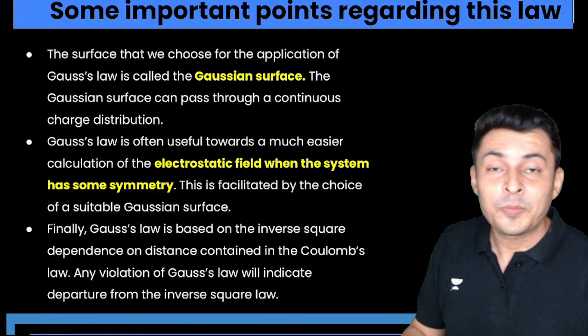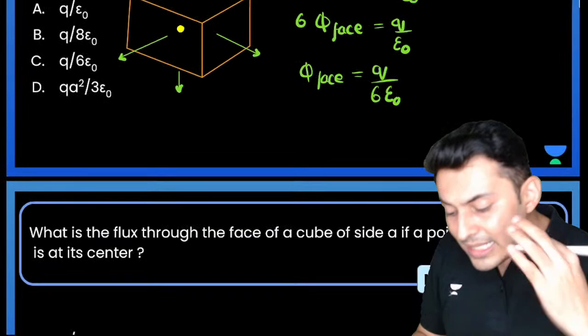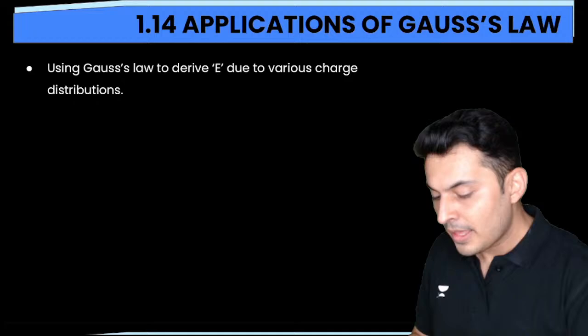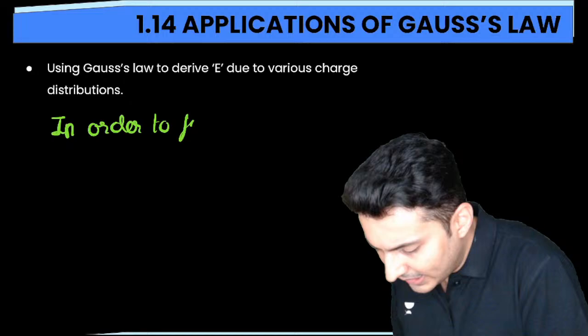It is used to facilitate finding the electric field in a much simpler manner. That is what I had told you in the previous slides. So that is what all these previous slides talked about. Let's actually put it to use. Only then you will understand whatever I had written over there. Now, the certain important things that you need to keep in mind in order to find the field easily.